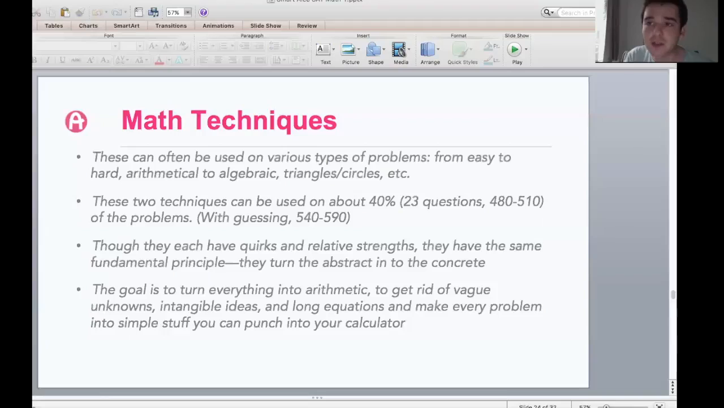There are some times where a question can be used this way, and it isn't faster than the math at hand, but oftentimes, particularly with the upper level numbers, you can get hard math questions that you have no idea how to do just by using these to your advantage. The goal for both of these is to turn everything into arithmetic, to get rid of the algebra, to get rid of vague unknowns, the intangible ideas, and just to condense it into easy bite-sized chunks of math.